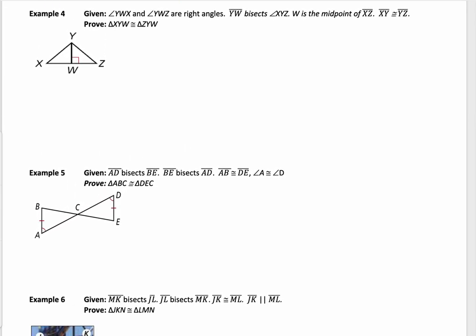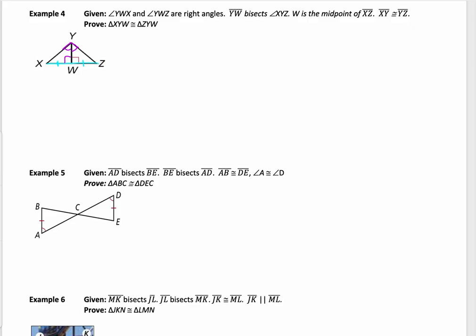All right. Given YWX and YWZ are right angles, so you might as well mark that. YW bisects angle XYZ. Well, what does that tell me? If that's an angle bisector of the large angle, then these two are congruent. And W is the midpoint of XZ. So if I'm looking at XZ, W is the midpoint, that tells me that these two segments are congruent.